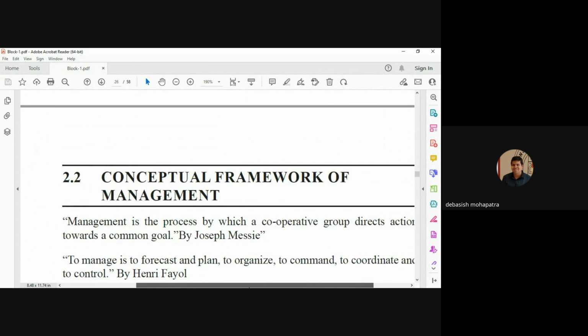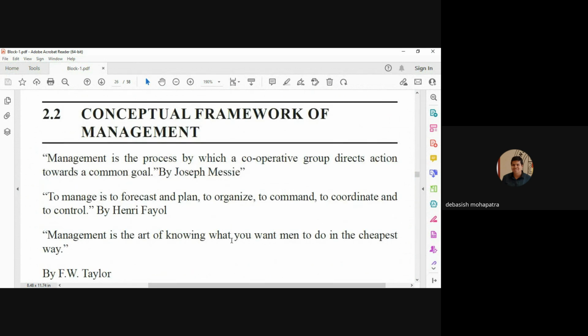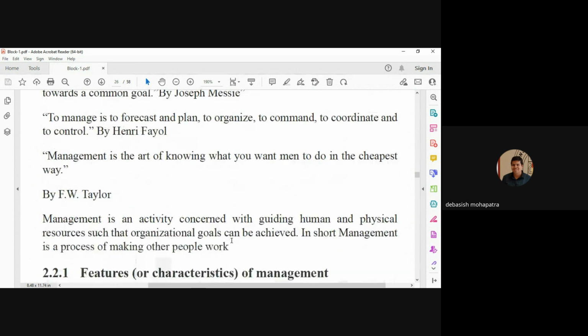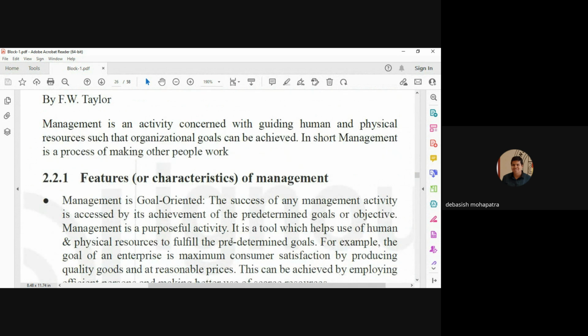So first we saw what is management. Now we see the conceptual framework of management. Management is a process of which a cooperative group directs action towards the common goal. These we have already discussed. Then, what are the features or characteristics of management?